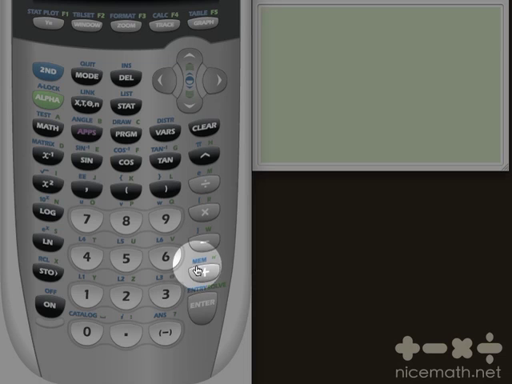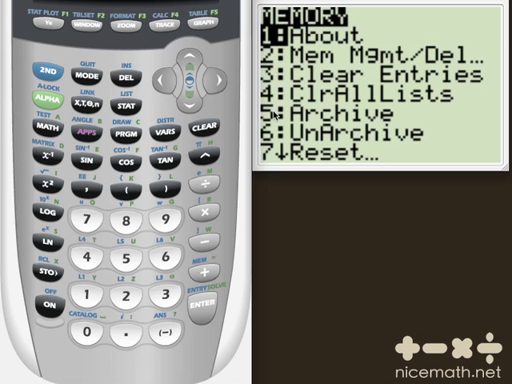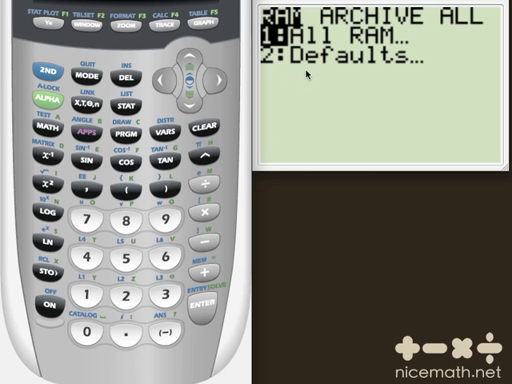So there's a little memory key here, or mem. That's in blue, so we use second memory. And down here, number 7 is reset, so I hit number 7. And normally you just want to stick with resetting the defaults. This is going to change just the things like we mentioned, like the mode, anything in the mode.